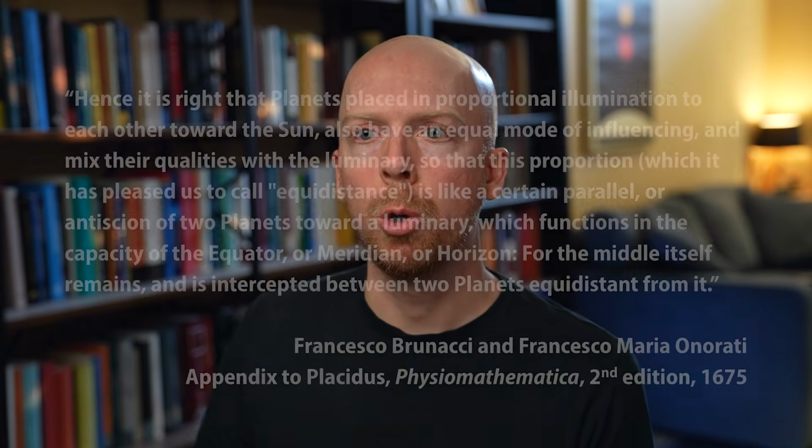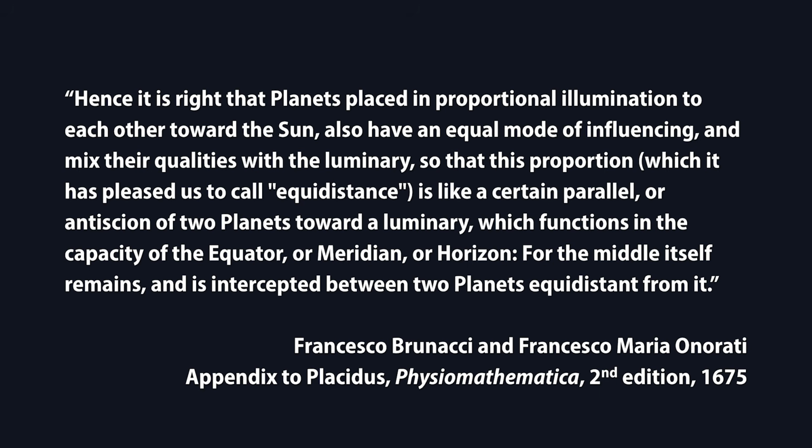And here's a quote. They say, "Hence it is right that the planets placed in proportional illumination to each other towards the sun also have an equal mode of influencing and mix their qualities with the luminary, so that this proportion, which it has pleased us to call equidistance, is like a certain parallel or antiscion of two planets toward a luminary, which functions in the capacity of the equator or meridian or horizon, for the middle itself remains and is intercepted between two planets equidistant from it."